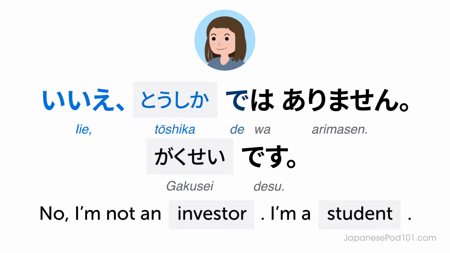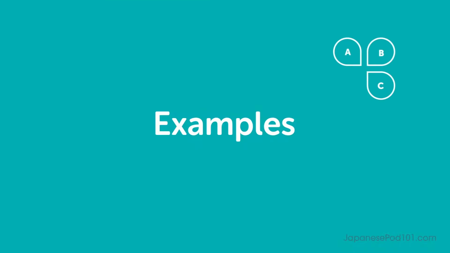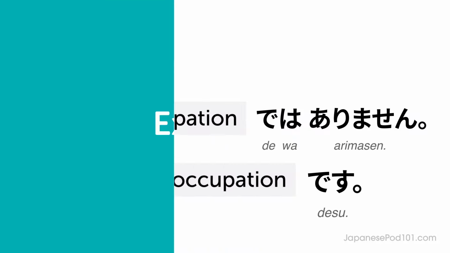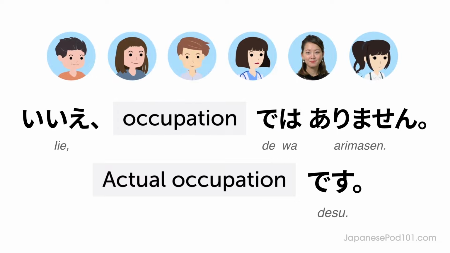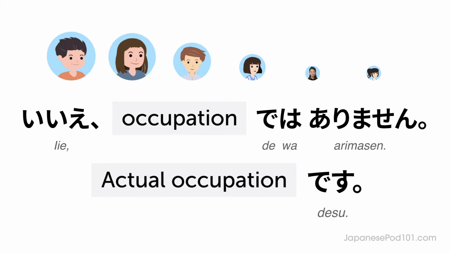いいえ、投資家ではありません。学生です。No, I'm not an investor. I'm a student. Let's look at some examples. Listen and repeat, or speak along with the native speakers.